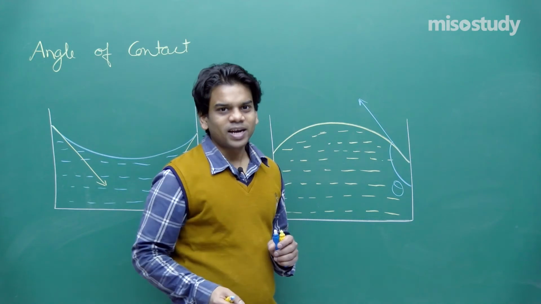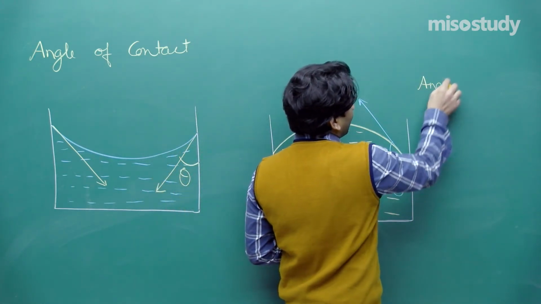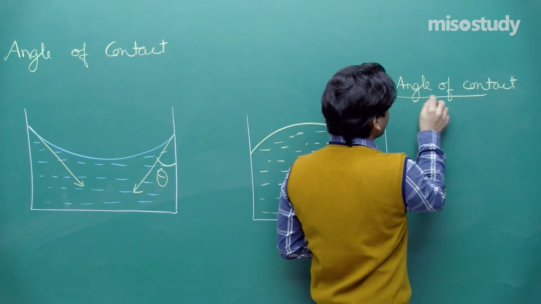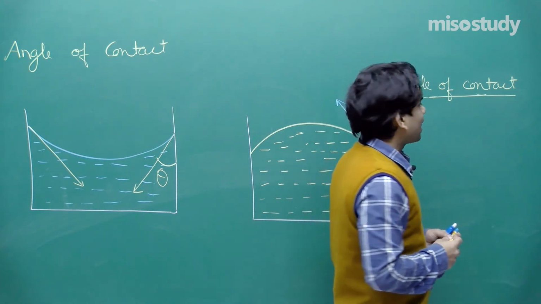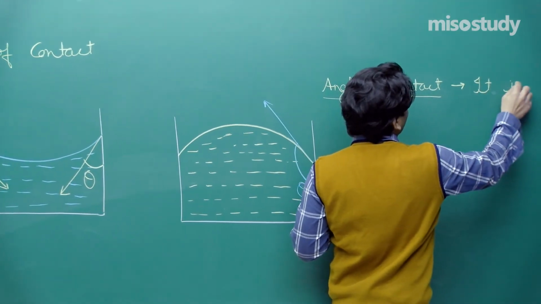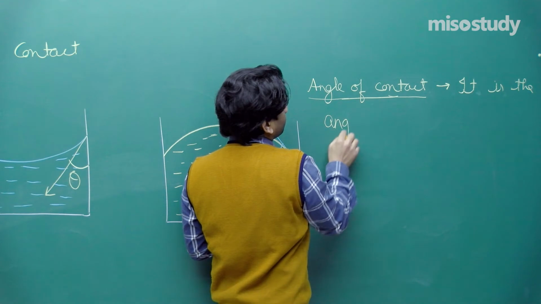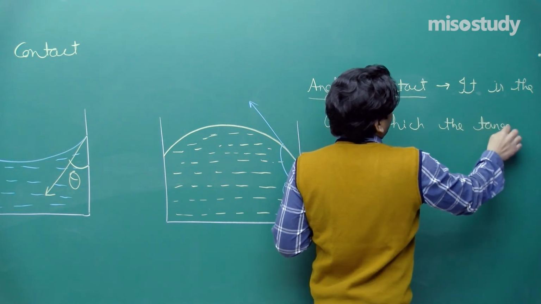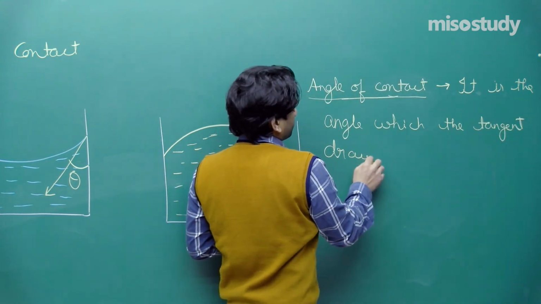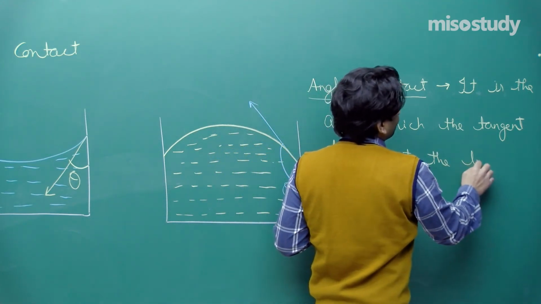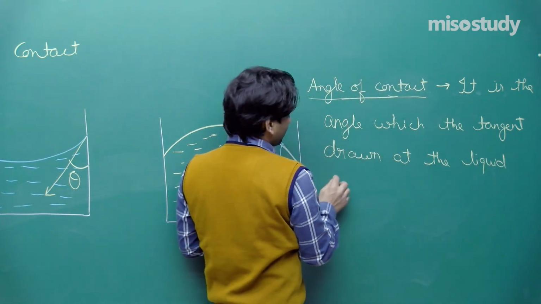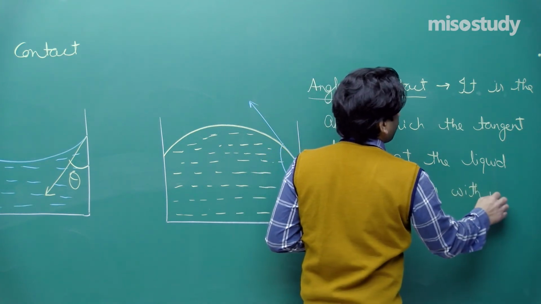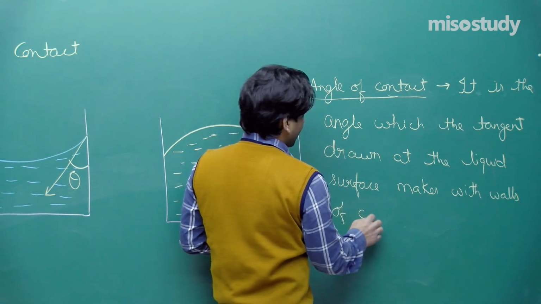So I believe you can easily go ahead and define the angle of contact in both cases. It is the angle which the tangent of the liquid surface makes with the side walls of the glass container. Or you can understand it this way: it is the angle which the tangent drawn at the liquid surface makes with the walls of the container. Hope the angle of contact is clear to you all.